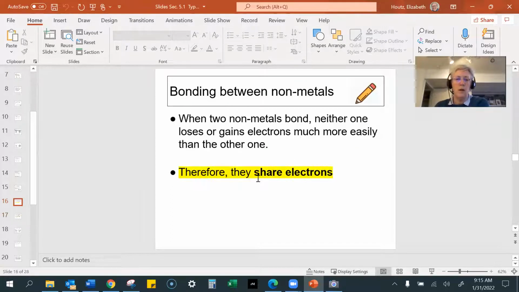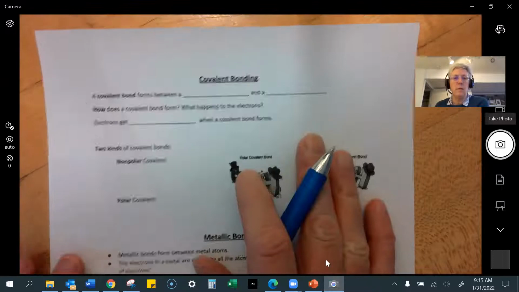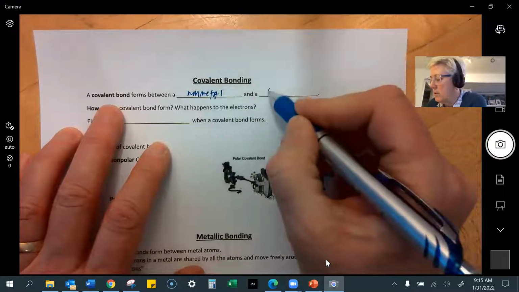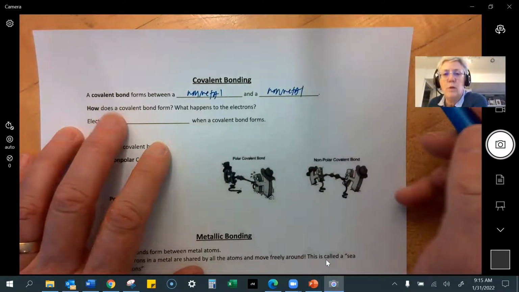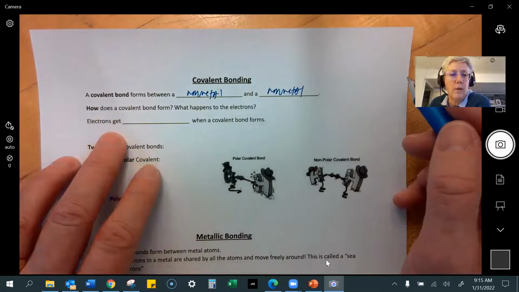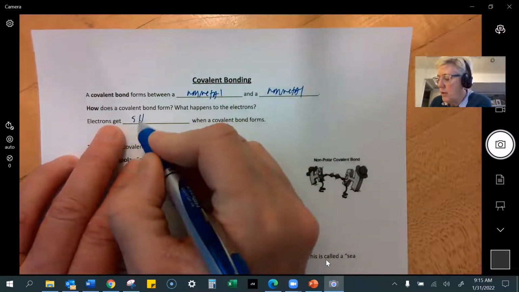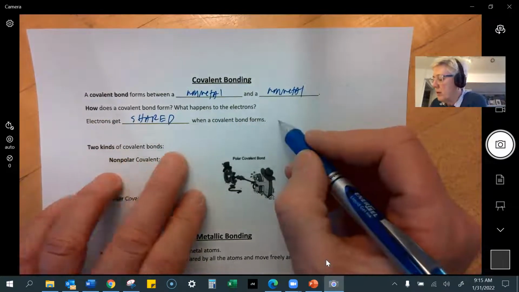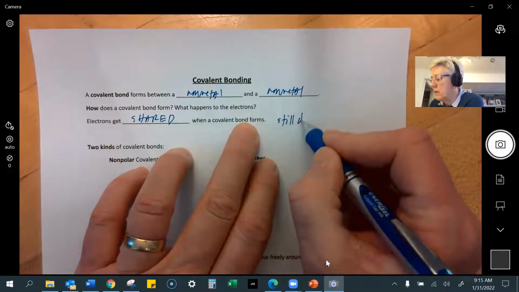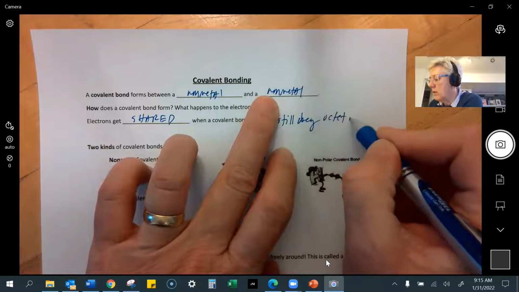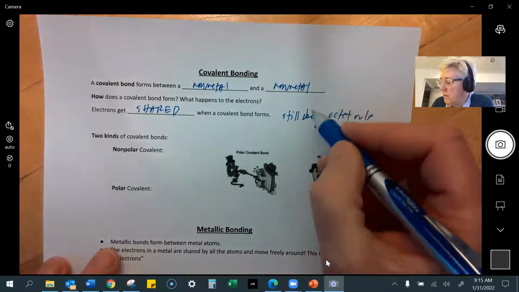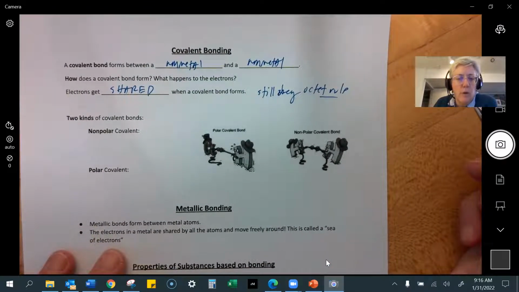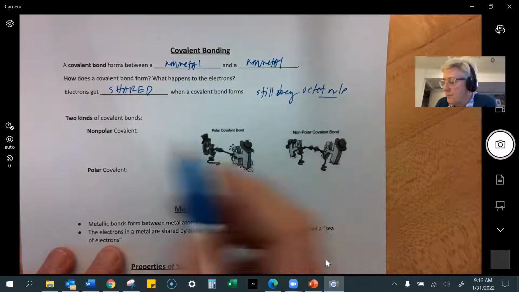So non-metal plus non-metal elements will form a covalent bond. Two non-metals will bond to form a covalent compound, and electrons are shared. We still have the octet rule. The octet rule still has to be obeyed. But they fill valence shells by sharing electrons, not transferring electrons. And we're going to go much further into this later.